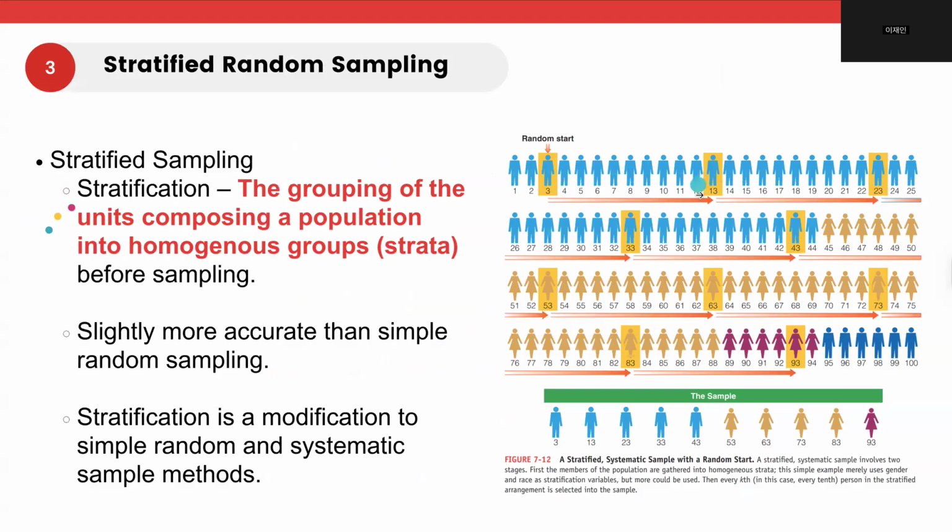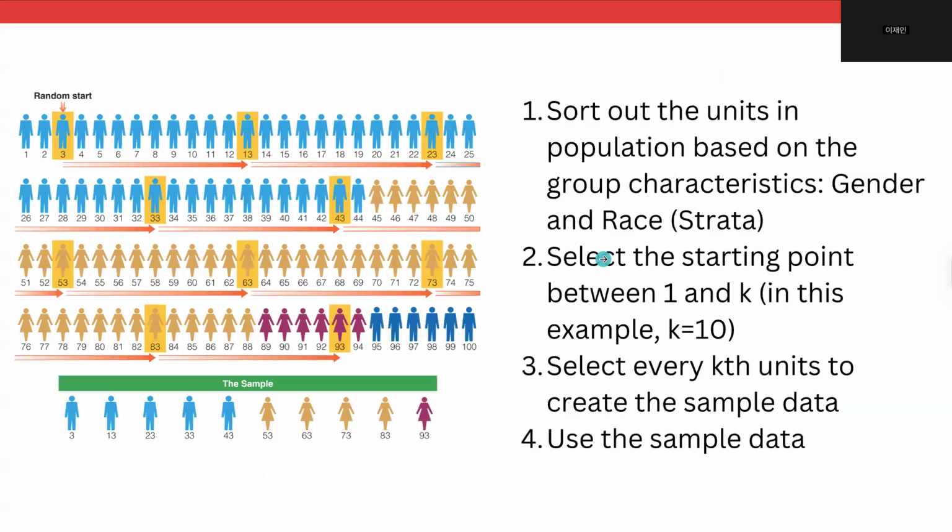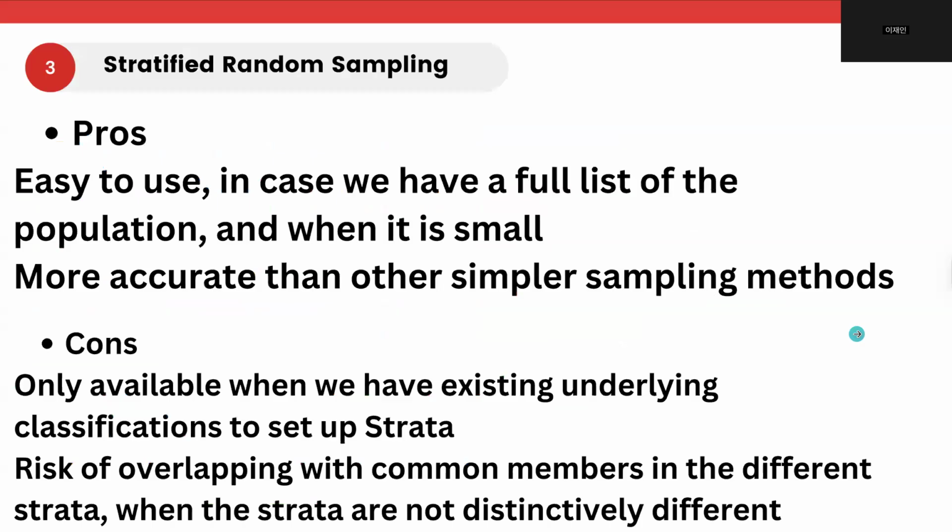So this is white man, white woman, African American woman, African American man. So after sorting out, select the starting point between 1 and k. So maybe you are choosing every 10th member of the population. So you are starting from 3 and then 13, 23, 33, 43, 53, 63, and so on. And then you are using stratified random sampling.